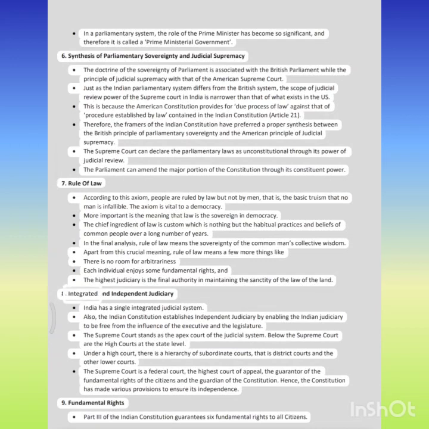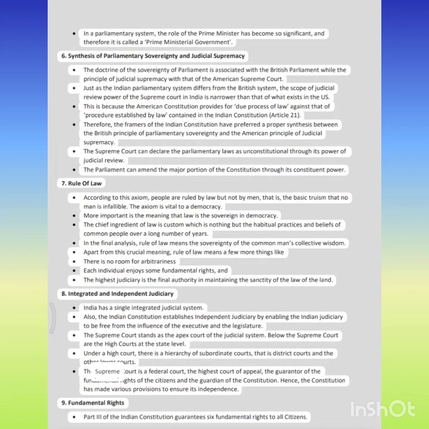8. Integrated and independent judiciary. India has a single integrated judicial system. Also, the Indian Constitution establishes independent judiciary by enabling the Indian judiciary to be free from the influence of the executive and the legislature. The Supreme Court stands as the apex court of the judicial system. Below the Supreme Court are the high courts at the state level. Under a high court, there is a hierarchy of subordinate courts, that is, district courts and the other lower courts.